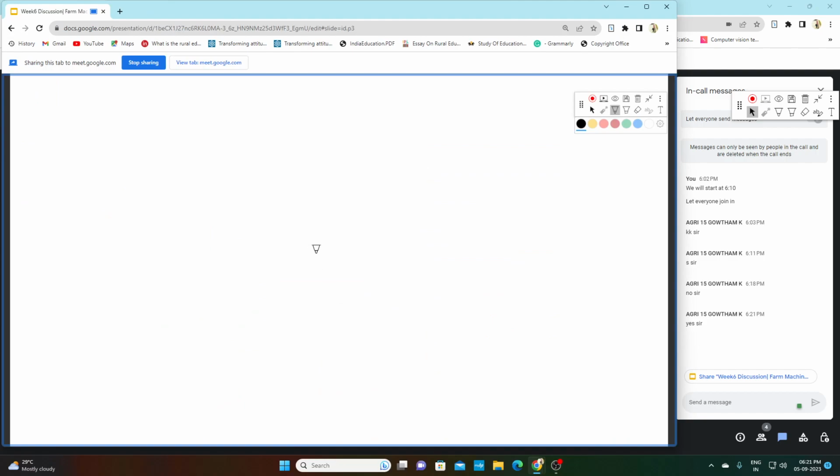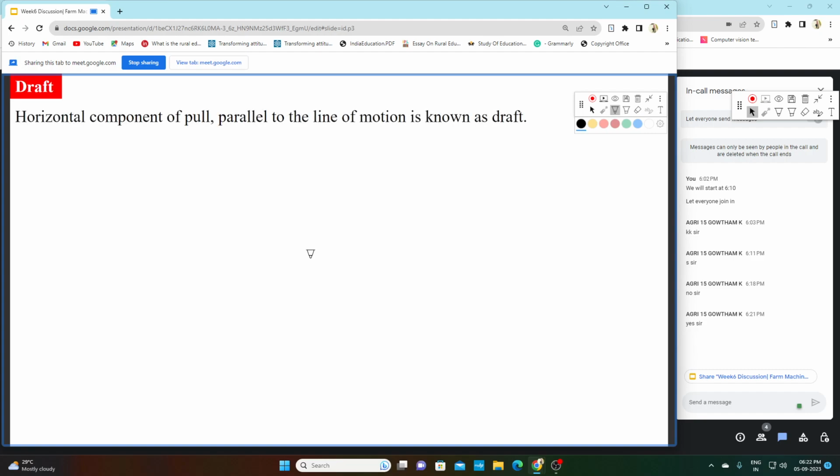So we have discussed slip. Now another parameter that is very important in traction is draft. We have already discussed that draft is the horizontal component of pull parallel to the line of motion. Our line of motion is something like this, and this is our line of pull, but we want the draft. So how can we calculate this draft?